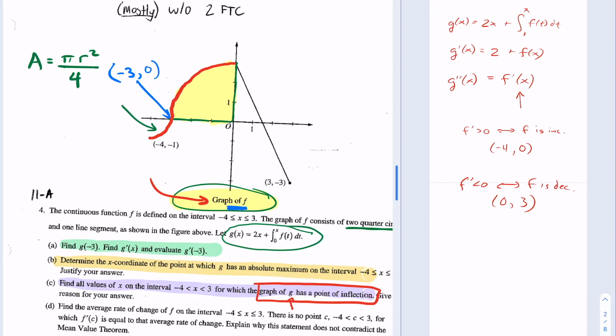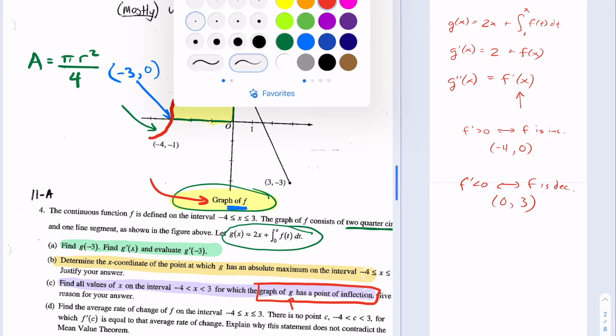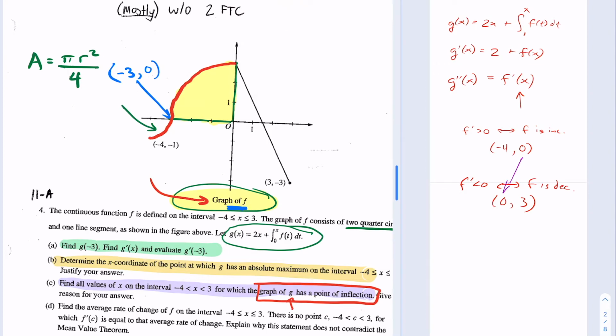So remember, G has a point of inflection if G double prime changes signs. And since G double prime is the same thing as F prime, where does it change signs? Here, F prime changes signs at 0. So right at 0 is where F prime changes signs. It says find all values of x, so you would say x equals 0.